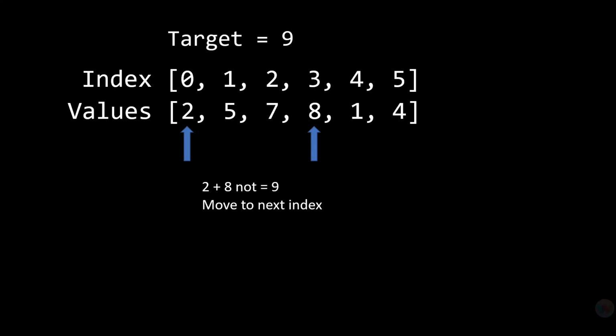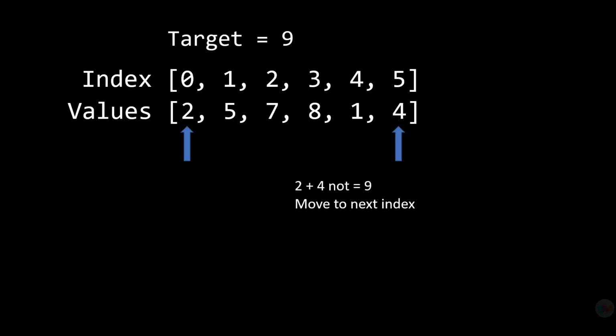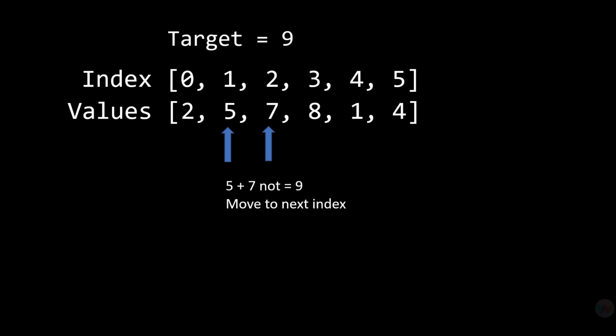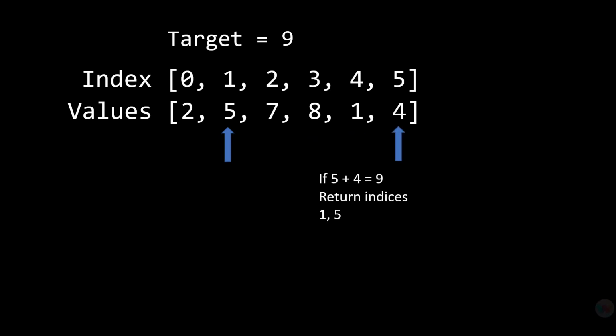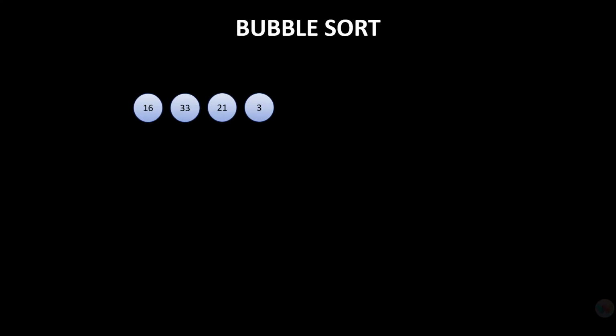Now we'll continue to check the other indices with index 0. Once we reach the last index, we now check index 1 with the others and keep checking and returning the indices that equal to the target value. This process will continue until all the values are checked in the list. Very similar to the bubble sort algorithm.